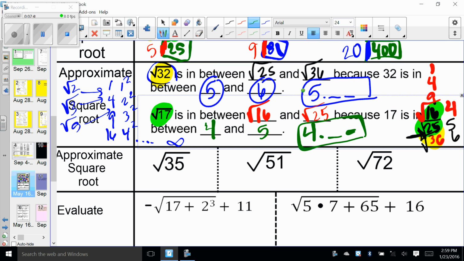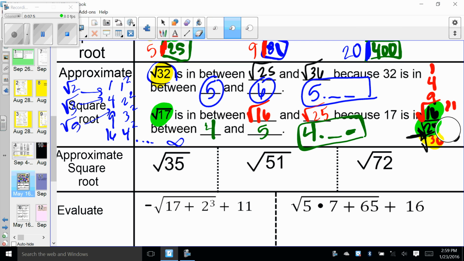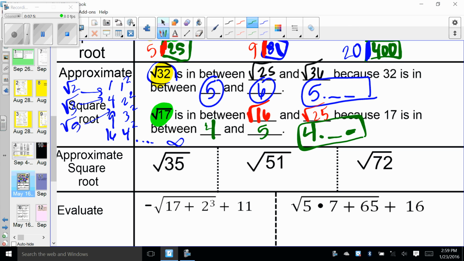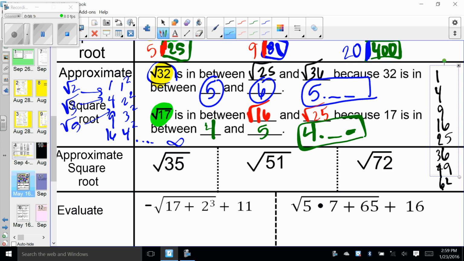Okay. So let's take a look at the next example. Now I'm going to go back through and erase these so we have some empty space. But we're going to use those again, thinking about the perfect square roots, the ones that are super nice. 1 times 1. 2 times 2 is 4. 3 times 3 is 9. 4 times 4 is 16. 5 times 5 is 25. 6 times 6 is 36. 7 times 7 is 49. 8 times 8 is 64. 9 times 9 is 81, and so on.